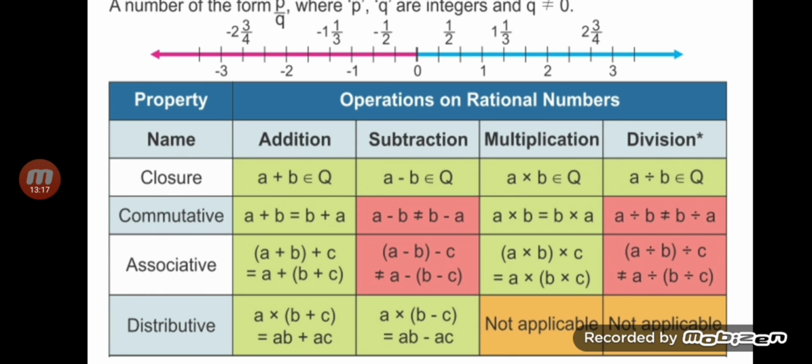The same way, A into B is equal to B into A. It is valid. But A divided by B is not equal to B divided by A. So you can remember the operations like this easily. The same way, associative property: (A plus B) plus C is equal to A plus (B plus C). But under subtraction, it does not hold. Under multiplication, it holds. But under division, it does not hold. Distributive property is valid only for addition and subtraction. For multiplication and division, it is not applicable.